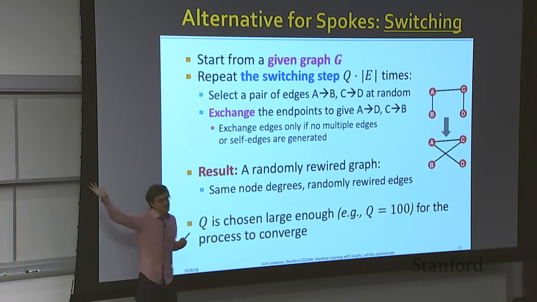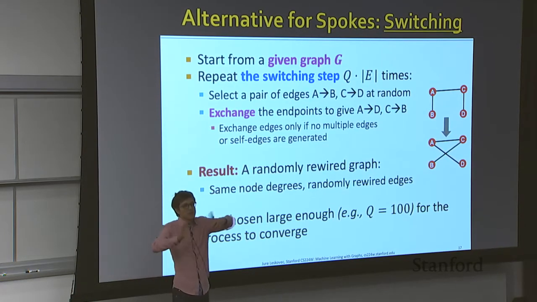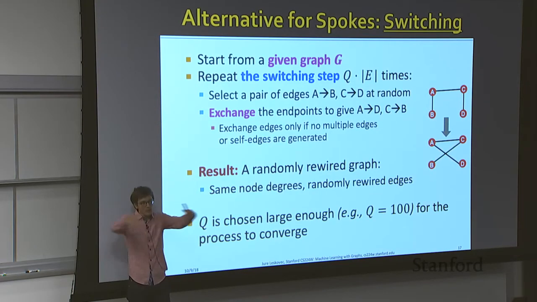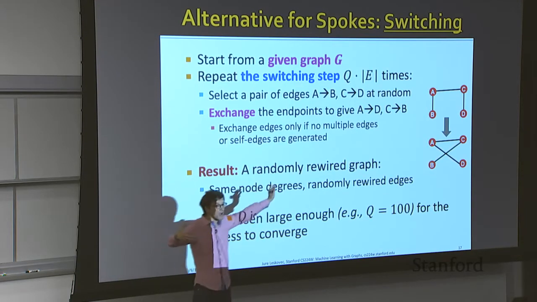You can keep running it as long as you want. It will never converge, right? Because it's always randomly changing something. But the point is, it will converge to a uniform sample from a distribution of graphs with a given degree sequence.